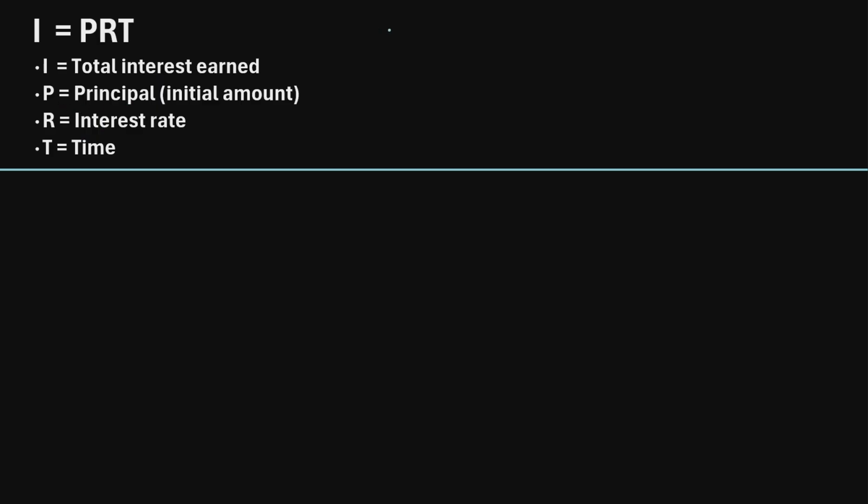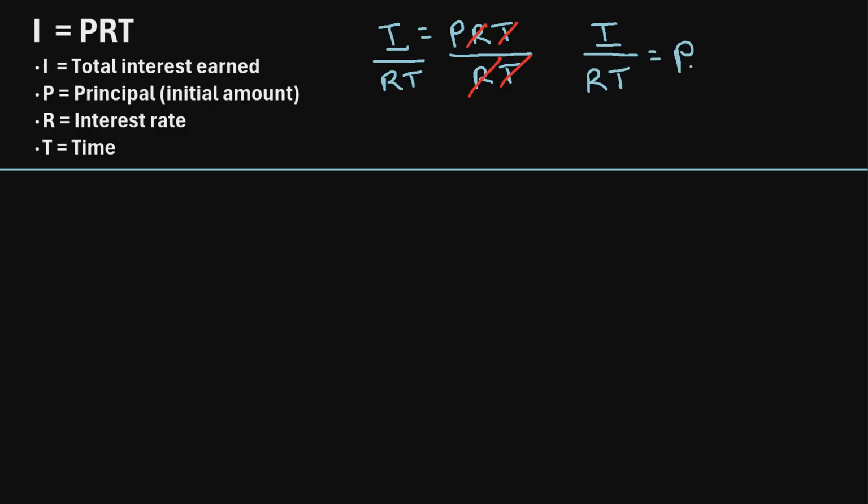Well, if we rewrite the equation, notice that if we divide both sides of the equation by R times T, on the right-hand side, the R's would cancel out and the T's would also cancel out, and we would be left with just P. So we would have I over R times T is equal to P. Or if we wanted to, we could rewrite P on the left-hand side. So we would get P, or the principal, is equal to I divided by R times T.